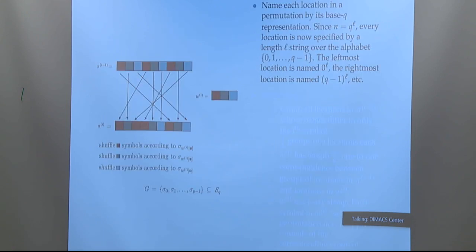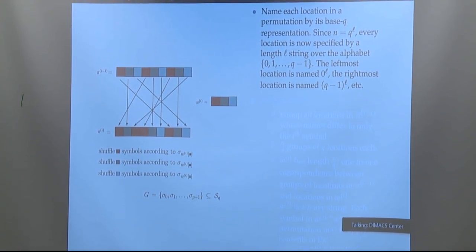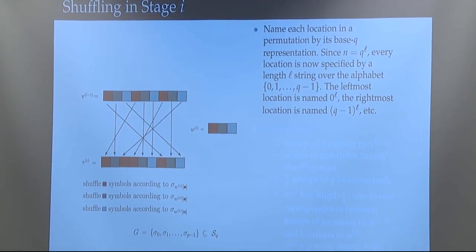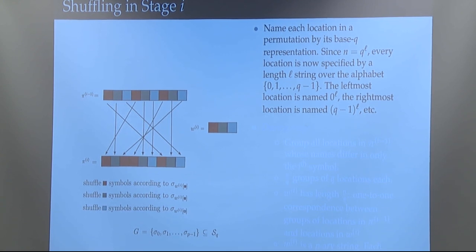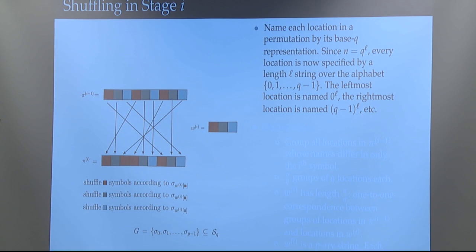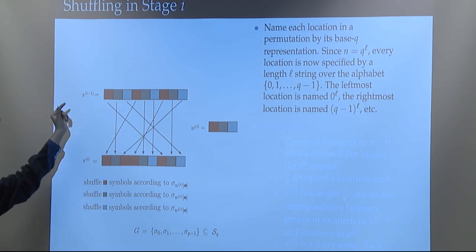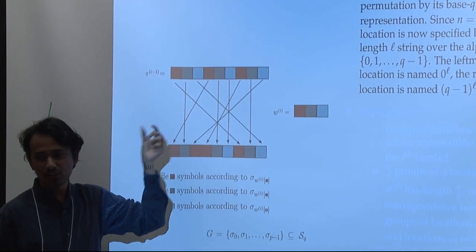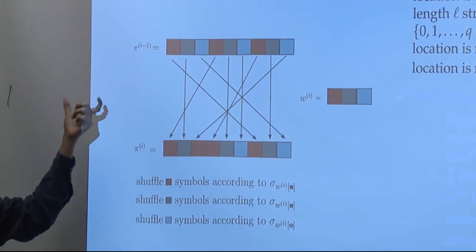So more details now. Before I can describe the specific details, I need to do some sort of naming convention. You're going to name each location in our permutations by their base q representation. So these permutations all have length n, and n is q to the L. So every location has a name that is a length L string over the alphabet 0 to q minus 1. The leftmost location is all zeros. This one is all zeros followed by a 1. And the last one is q minus 1 repeated L times. So these are all named by their base q representation.